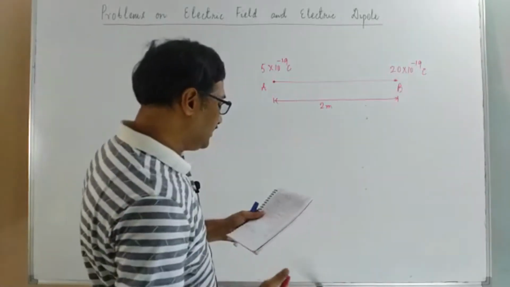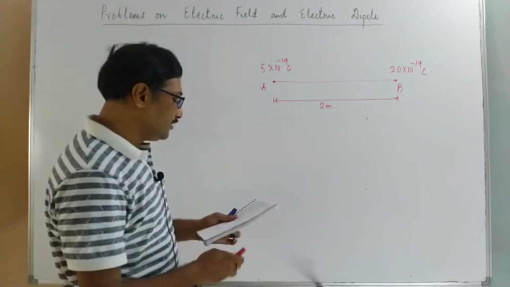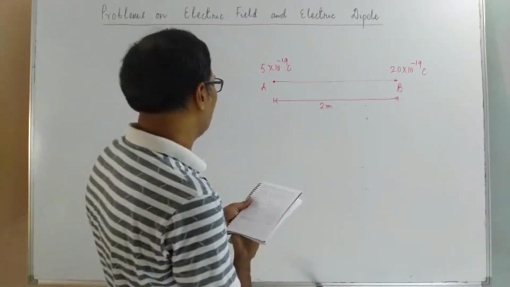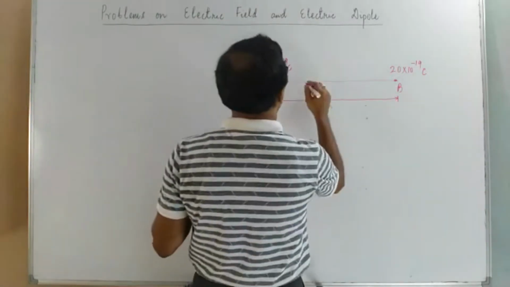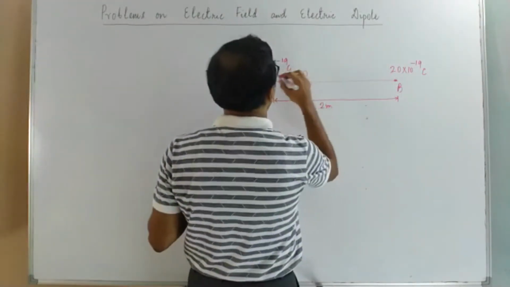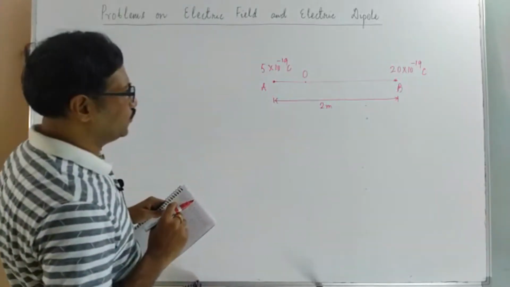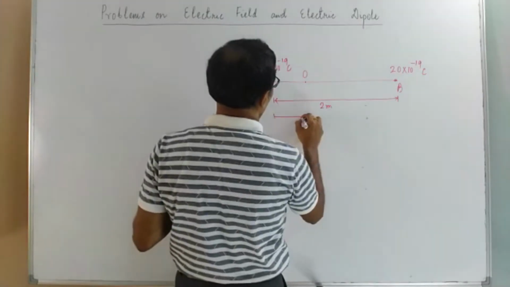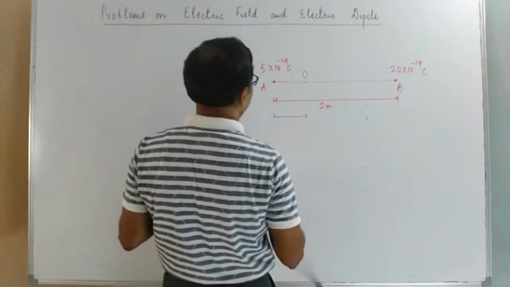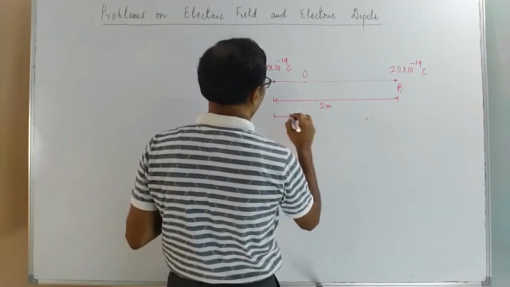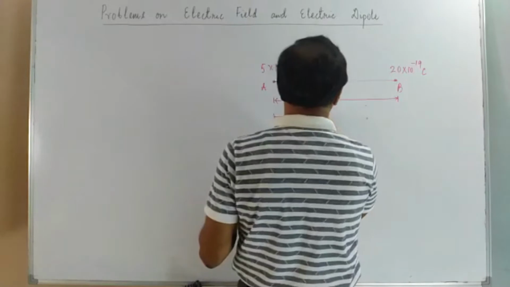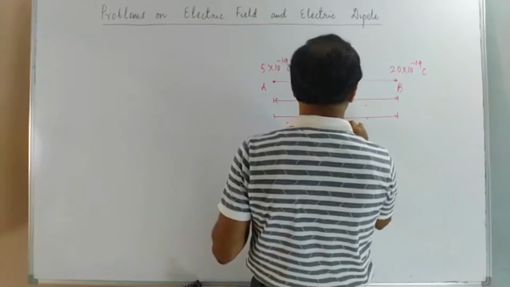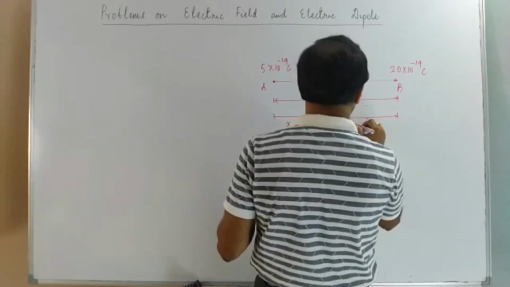Now the question is, at which point on the line joining them is the electric field 0? I consider that at point O the electric field is 0. This point O is at a distance x meters from A. Naturally, this point O is 2 minus x meters away from B.